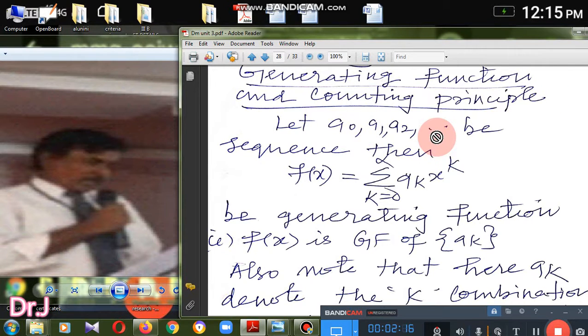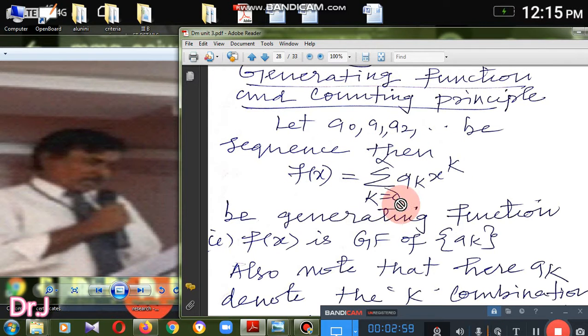That's what I was discussing in another video. Whether you remember this or not, I don't know. If you have not seen that particular video, go back and view it, then it will be easy for you to understand this. So A0 x power 0 plus A1 x power 1 plus A2 x power 2 plus dot dot dot Ak x power k, we can write in the short summation form.